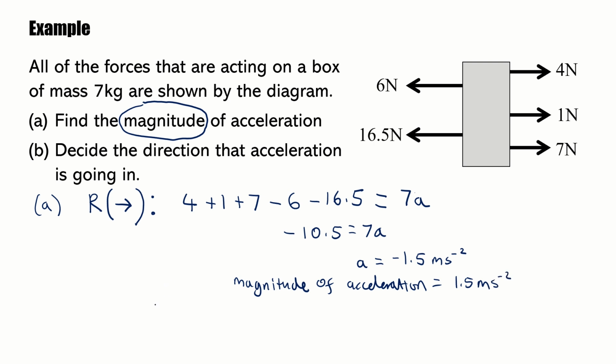The reason the minus is important though is when we come to part B, because they now want us to decide what direction this acceleration must have been happening in, and this is where we need to interpret that minus sign. Because we got a minus sign, that's telling us the acceleration was going in the negative direction, in other words, the opposite direction to the positive direction. As we defined our positive direction to be going to the right, therefore the negative direction is going to the left. So therefore the acceleration is going to the left. Okay, that's our first example done.